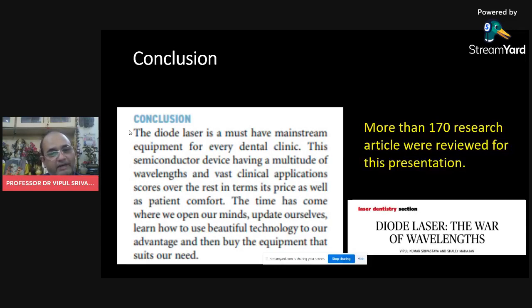The time has come where we open our minds, update ourselves, learn how to use beautiful technology to our advantage, and then buy the equipment that suits our needs. This was what we stated in 2014. Now again, I'll add further: if you have an option to buy a new machine, go for a device which has multiple wavelengths in one.